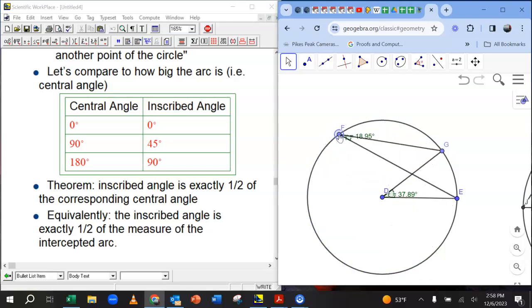So it's a very flexible theorem. It's very general. If you have staked out 38 degrees of arc anywhere on a circle, and then you pick any other point on that same circle, absolutely has to be the same circle, then it's going to have half that central angle, or in other words, half the measure of the arc. That's pretty cool.